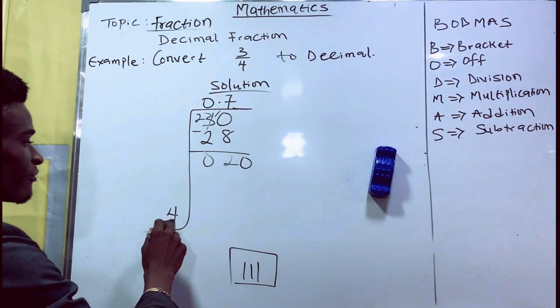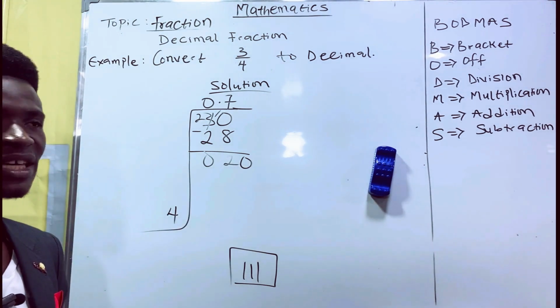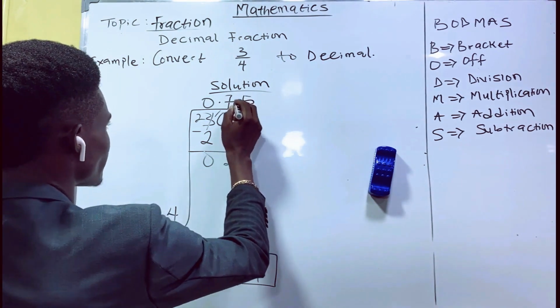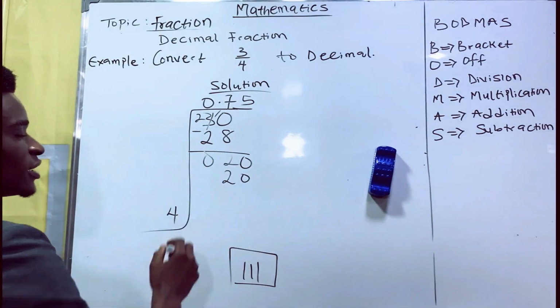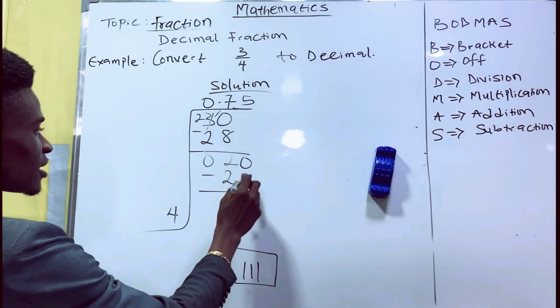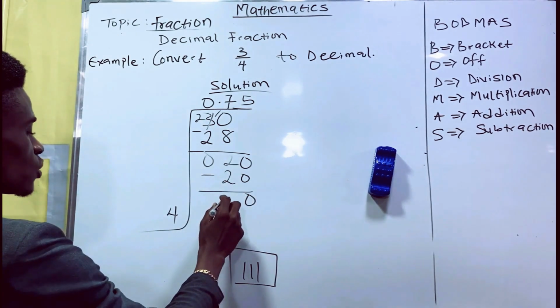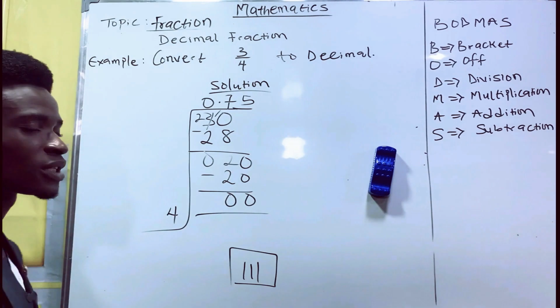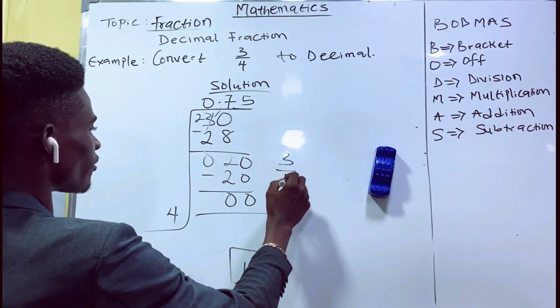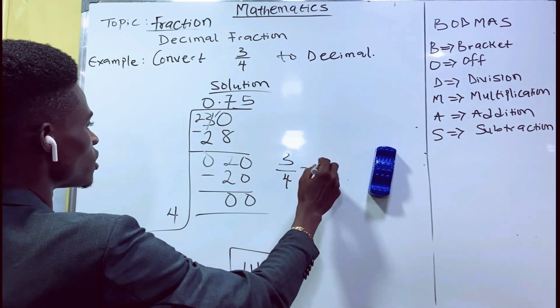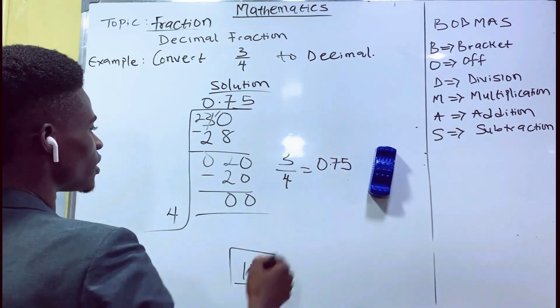We divide 20 by 4, and 20 divided by 4 is 5. You put your 5 at the top. Now 5 multiplied by 4 is 20. Then we subtract. 0 minus 0, 0. 2 minus 2, 0. We've come to what? 0, 0, ending, which now gives us 3 over 4 to be equal to 0.75.